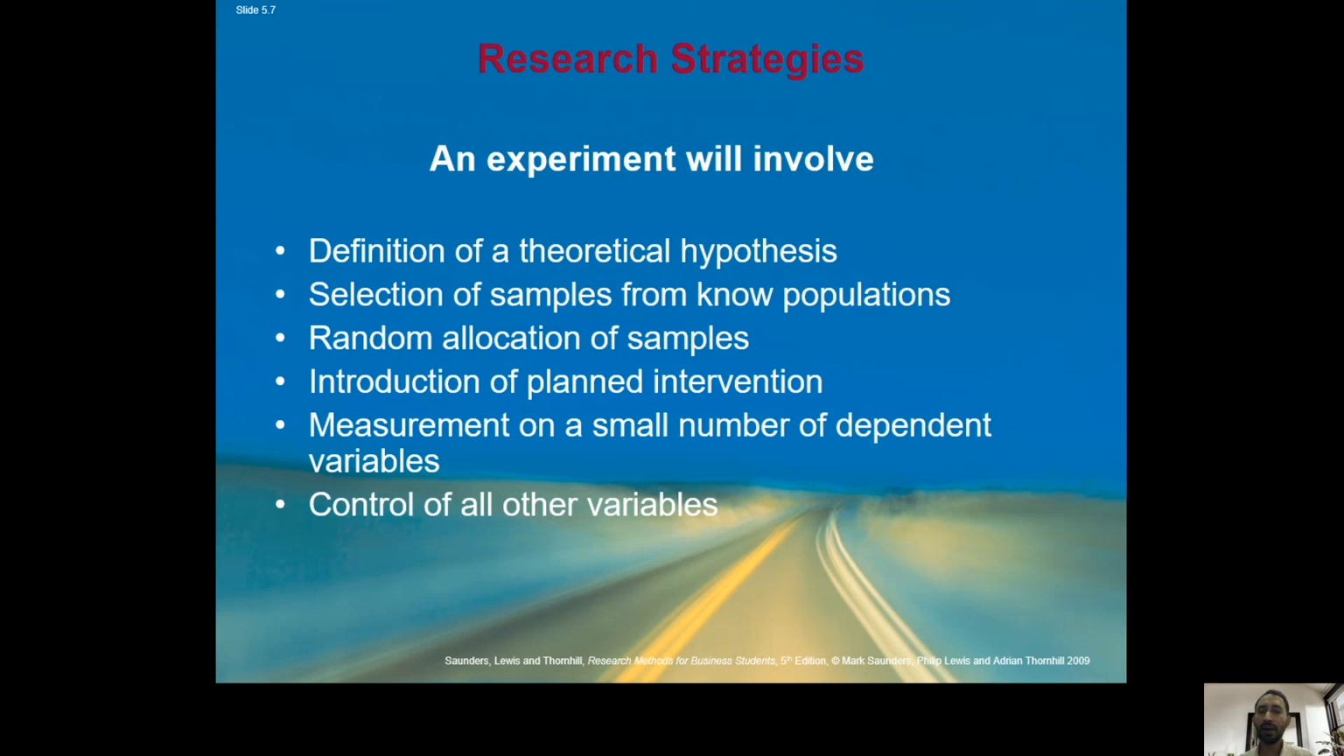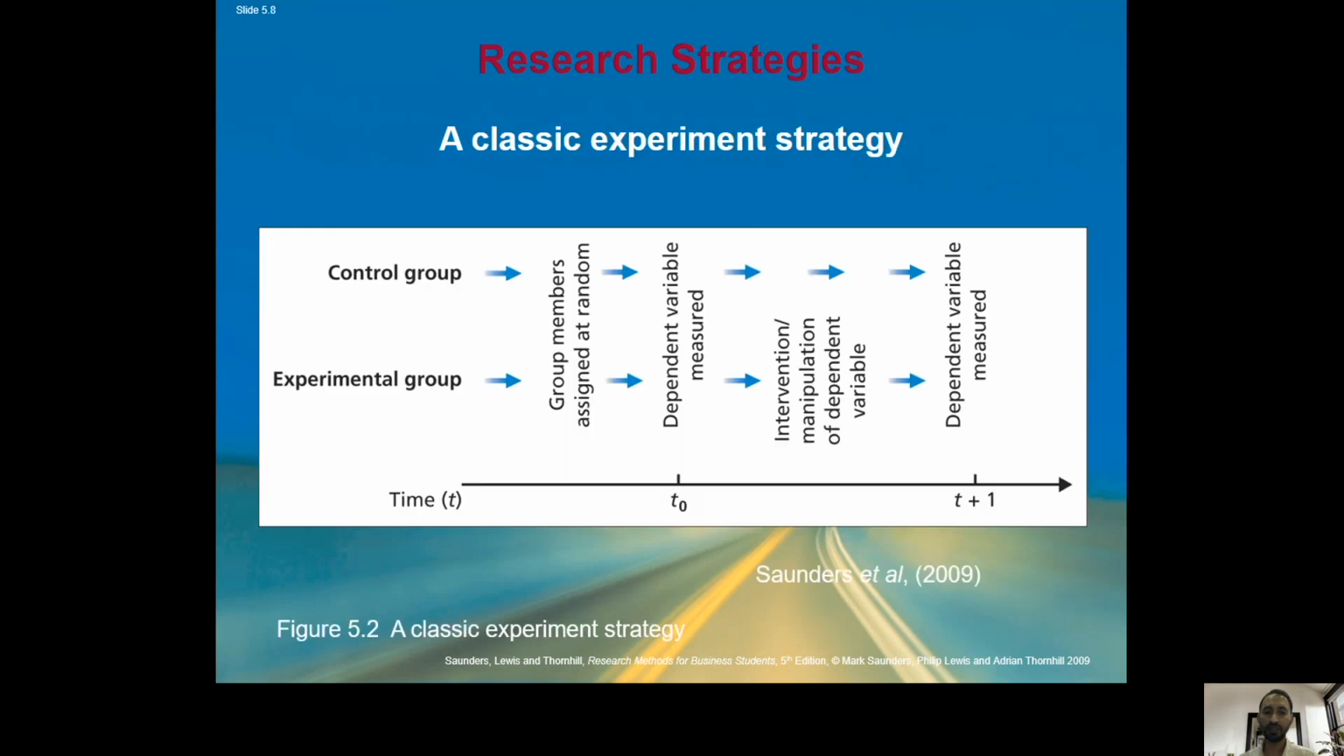We take a dependent variable and we measure it before the experiment, and then we introduce the intervention, keeping all other variables constant, right? Or in other words, we control all other variables. And then we measure results after the intervention has taken place, and then we see the difference and we attribute it to the intervention, right? This was a simple model of a classic experimental design, right?